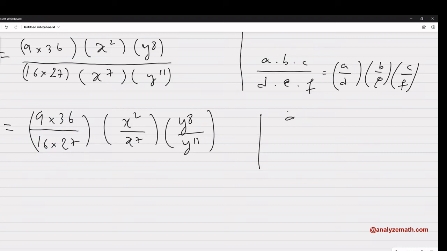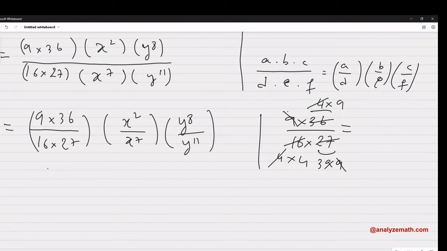Now let's simplify the constant term. I prefer to do it by hand. 9, 36, 16, 27. Now 27 is 3 times 9. 36 is 4 times 9. So these will be substituted. Now we start simplifying, okay? So this 9 goes with this 9. 16 is 4 times 4. So this 4 goes with this 4. We are left with 9 over 12. So all this is 9 over 12.